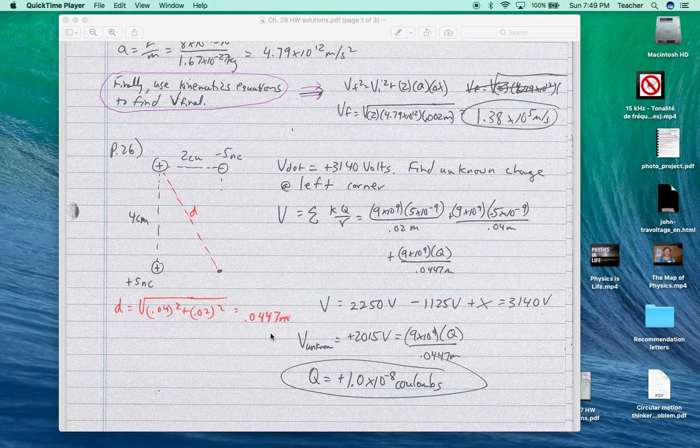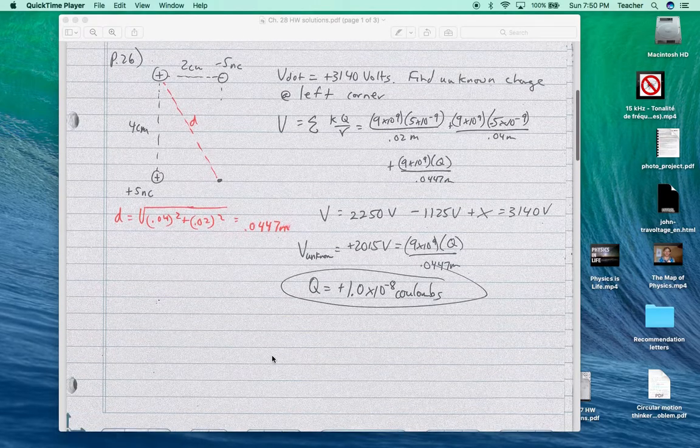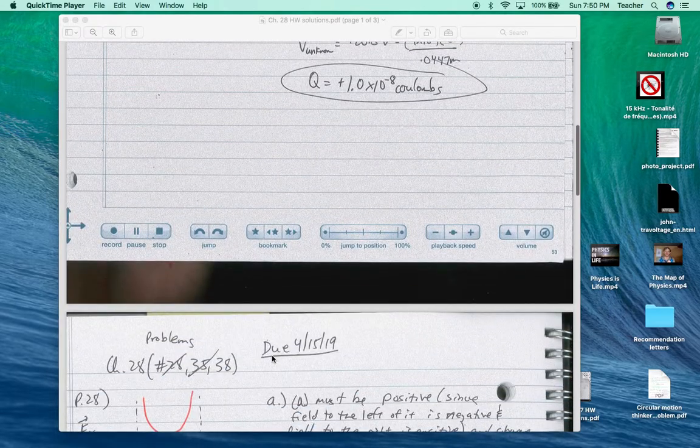That's 0.0447 meters. So the positive charge gave me plus 2250 volts. The negative charge up here gave me negative 1125 volts. So that means I need an additional positive 2015 volts at the unknown charge's location to give me the total potential of plus 3140. So working that back into the kQ over R formula with the R that I found over here gave me a charge of the unknown of 1 times 10 to the negative 8th coulombs, or plus 10 nanocoulombs.